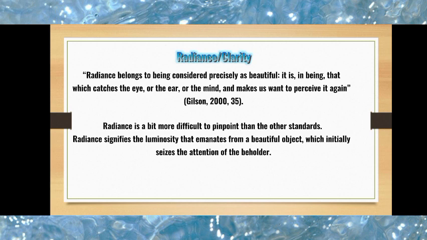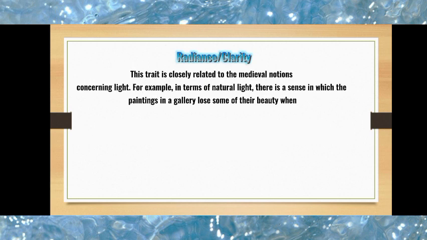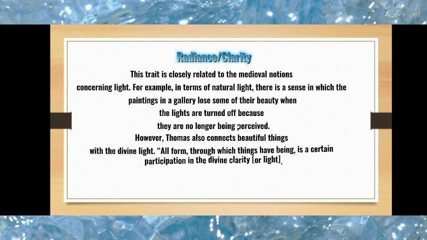Radiance signifies the luminosity that emanates from a beautiful object, which initially seizes the attention of the beholder. This trait is closely related to the medieval notions concerning light. For example, in terms of natural light, there is a sense in which the paintings in a gallery lose some of their beauty when the lights are turned off because they are no longer being perceived.